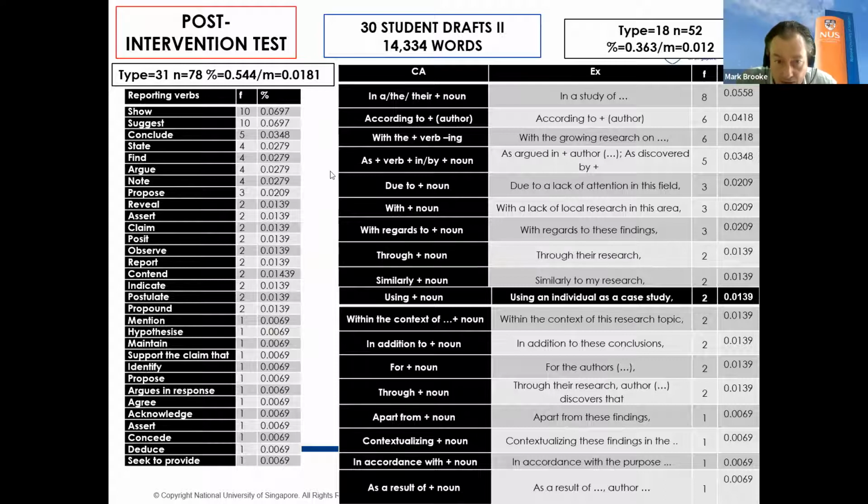After that, their second drafts came in, and you can see that their scores are completely different. So now they're using reporting verbs 78 times in their lit reviews, the same students. Here they're using circumstantial adjuncts 52 times, and the types as well have expanded.